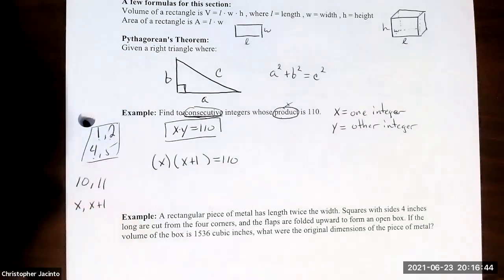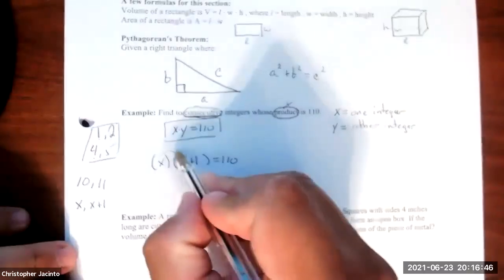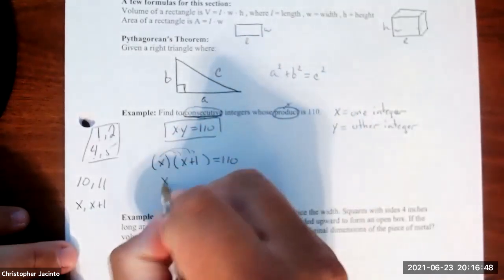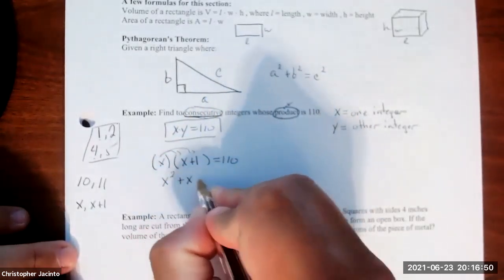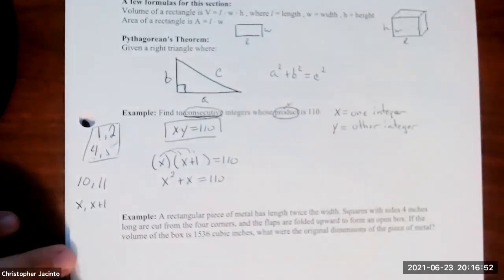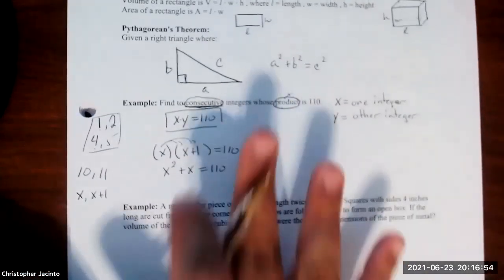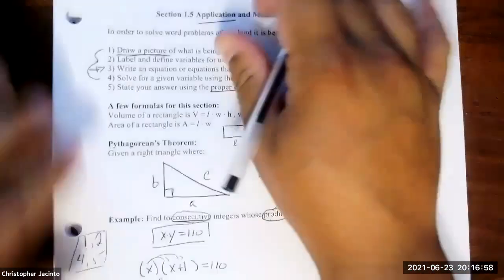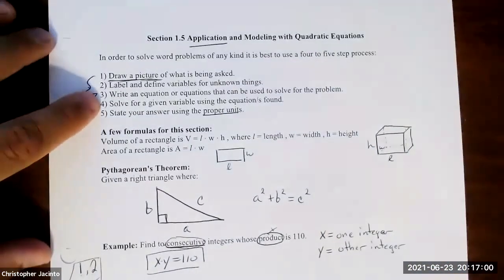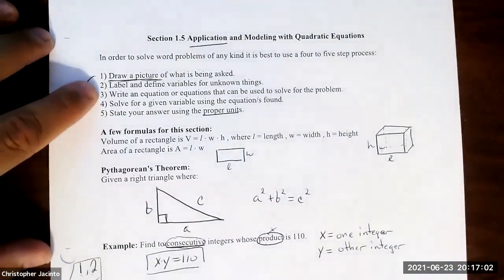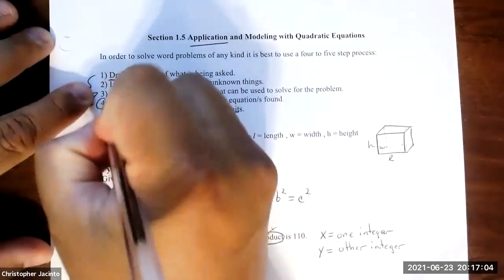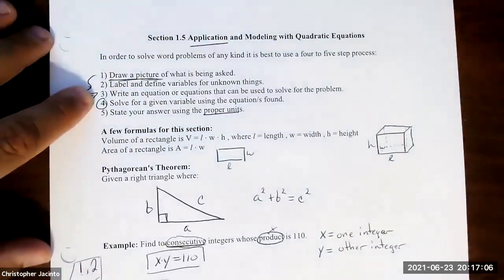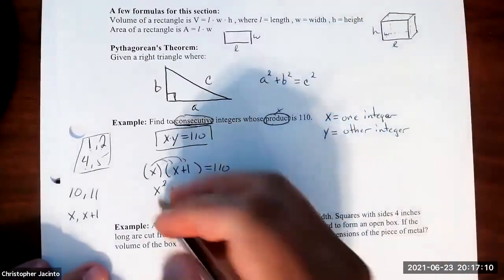And now this just goes back to the last section, right? So distributing gives me x squared plus x equals 110. There you go. Now we solve. So that is right there, step 3. So now what we're going to do is step 4: solve for the given variables in the equations found. So we're going to solve for the variable. So bring this over.